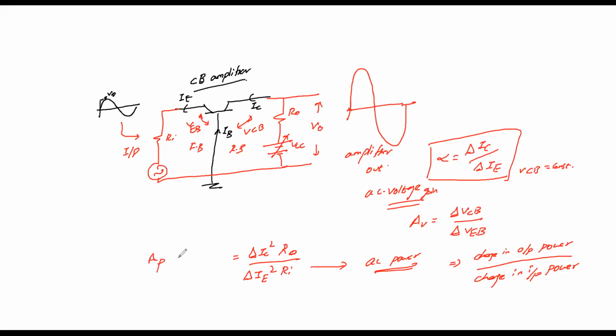So power gain AP is equal to alpha square into resistance gain. Alpha square into resistance gain. This is your relation. Now IC by IE is nothing but your alpha, so alpha square and resistance gain. Resistance gain we have already seen, it is nothing but output by input. So this is your relation for power. Just take it down. Note it down.